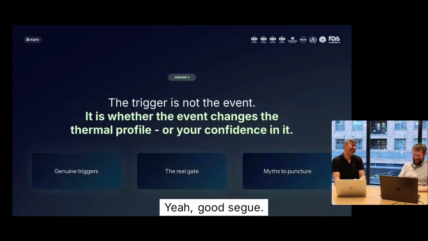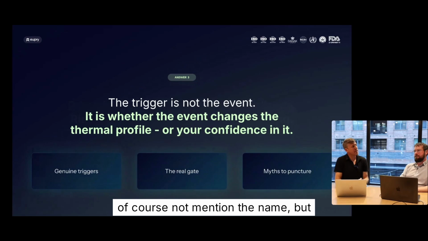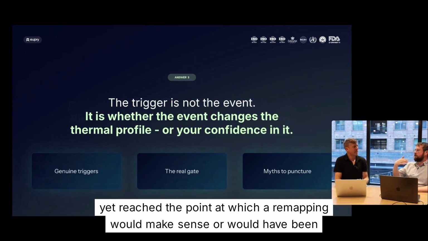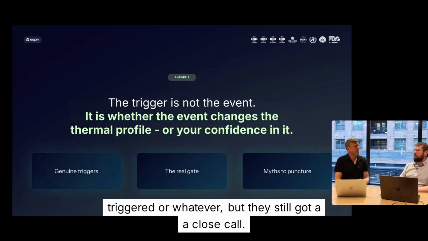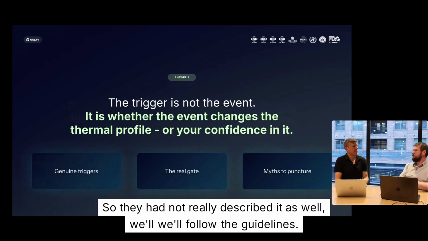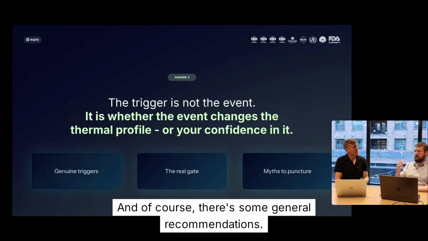Yeah, good segue. A great example I have with a customer of ours, I should not, of course, mention the name, but they actually got, it was not a citation, but it came close. They had not yet reached the point at which a remapping would make sense or would have been triggered, but they still got a close call. And why? Because they had not described what the decision rules were. They had not really described it as, well, we'll follow the guidelines, yes, but for you specifically, what is a change that will actually trigger it? And of course, there are some general recommendations.